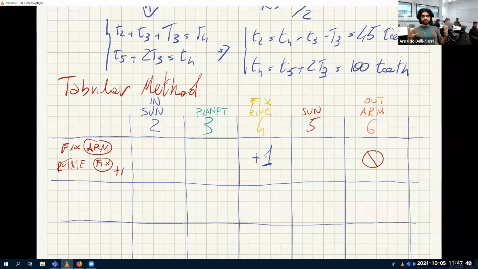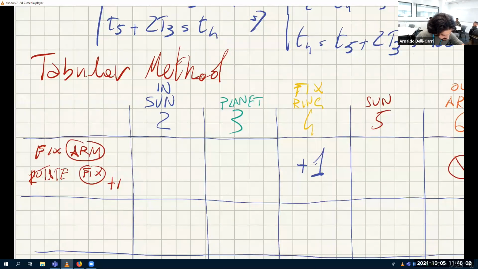Okay, now the question is, what happens? What happens to this gear when I rotate this? So what is the transmission ratio? Eta to 4. What happens to 2 when I rotate 4? What happens to 3 when I rotate 4? What happens to 5 when I rotate 4? This is what you have to put in these boxes.